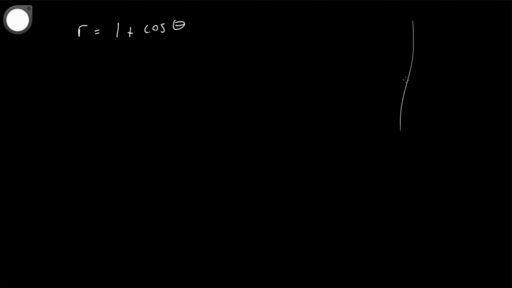This is going to be a cardioid. If I plug in 0, cosine of 0 is 1, so we're going to start at 2. And then I'm not too concerned, it's going to do the little heart thing. There we are. Cool. So we want to figure out the perimeter of this cardioid.